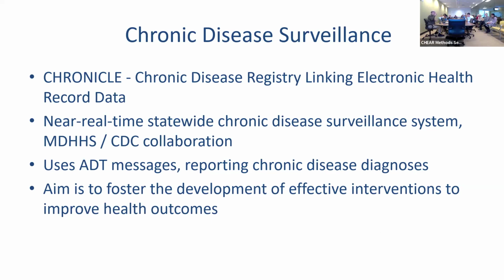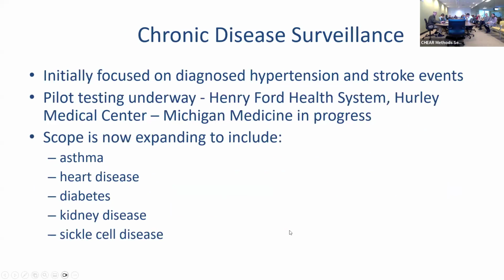Well, guess what? When those messages go through and they carry a chronic disease diagnosis, there's actual value to that if you were doing chronic disease surveillance. So the aim here is to foster a better and more thorough understanding of chronic disease in the state of Michigan, so we can be more effective at our outreach and management of, and support for, persons living with chronic disease. So there's a pilot that's going on right now. It initially was aimed at stroke and hypertension.